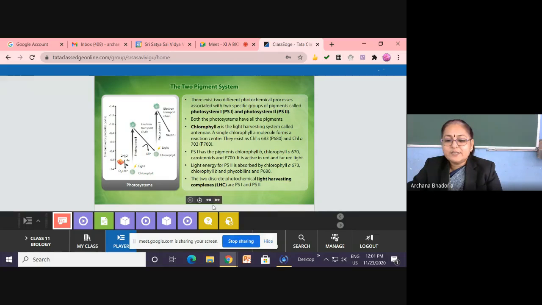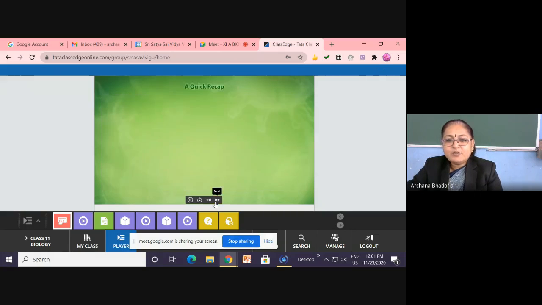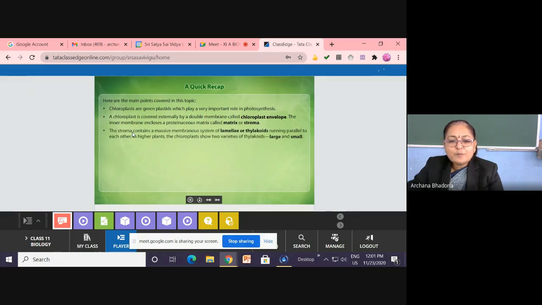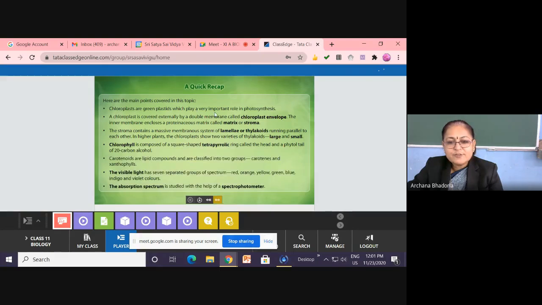So now we will do the light reaction in detail. Chloroplasts are the green plant plastids which play a very important role in photosynthesis. Romisha, read the second point.